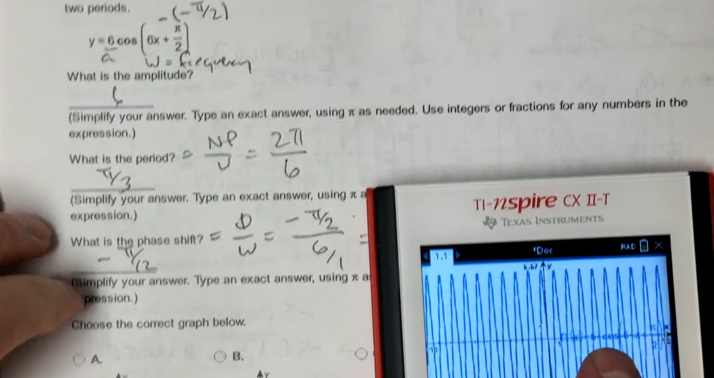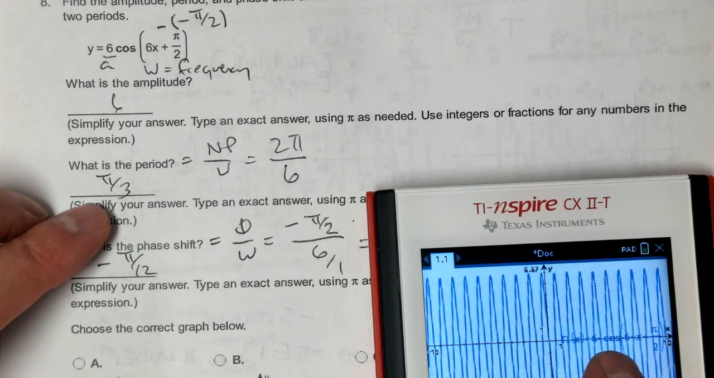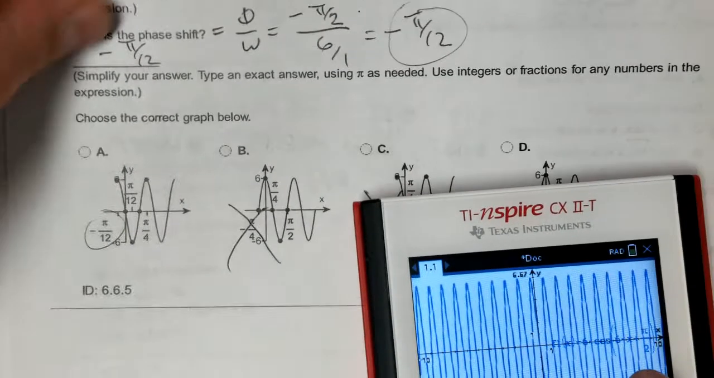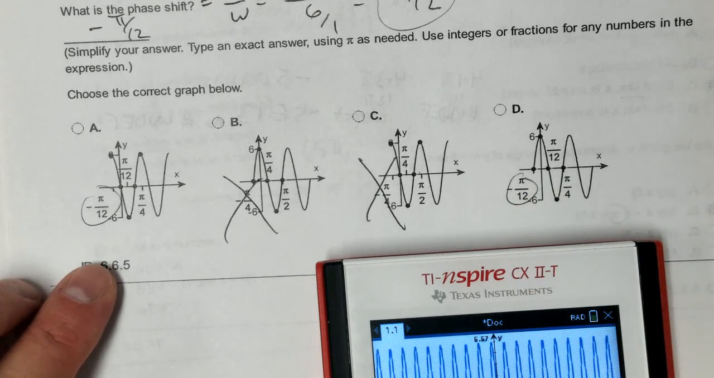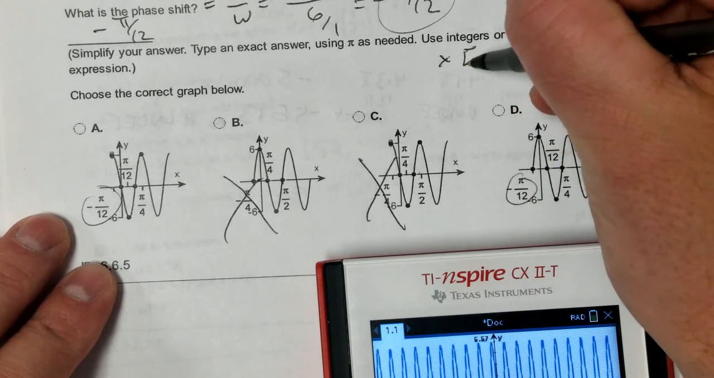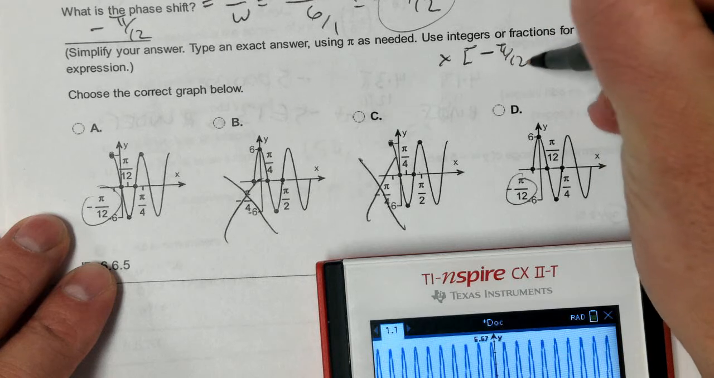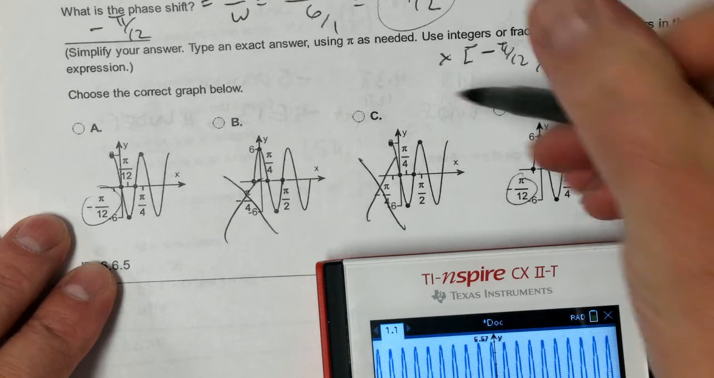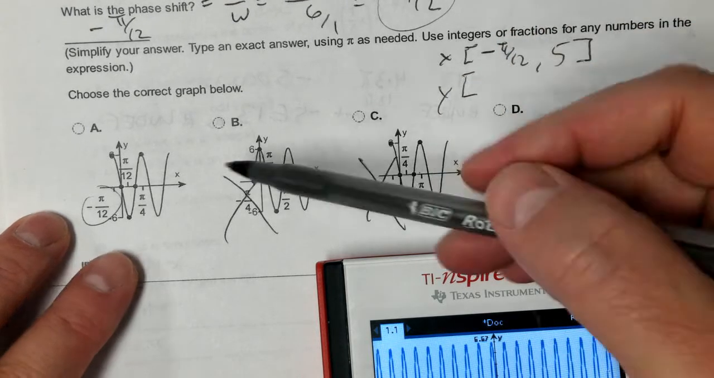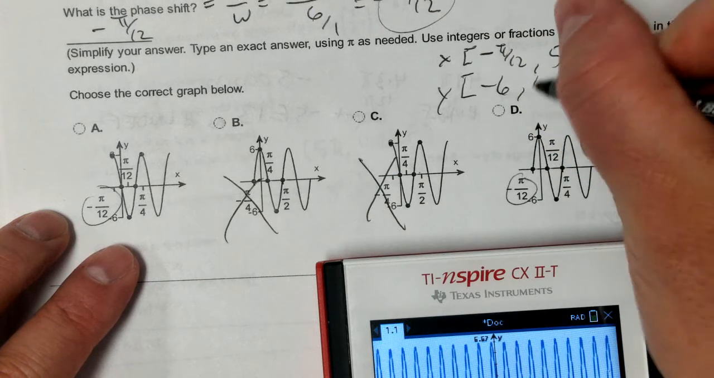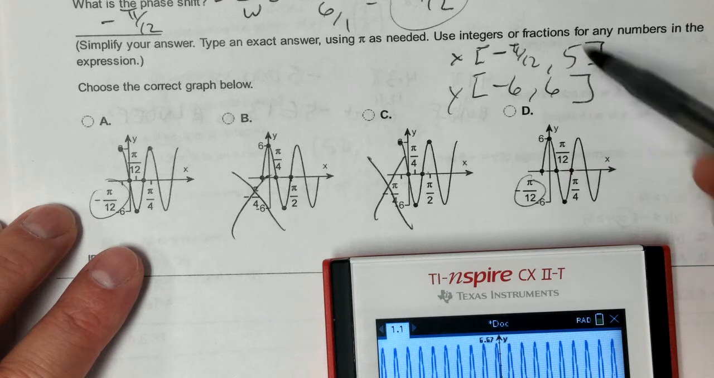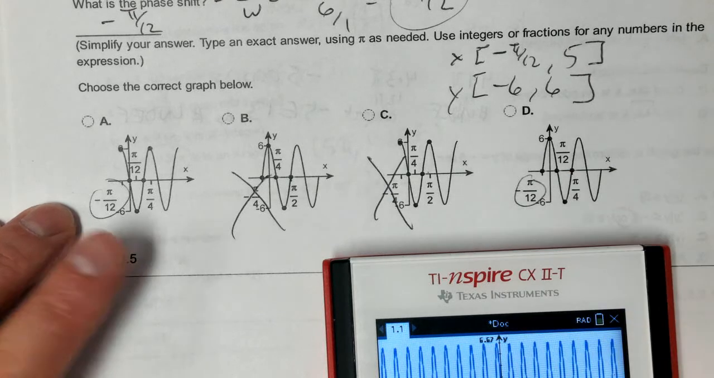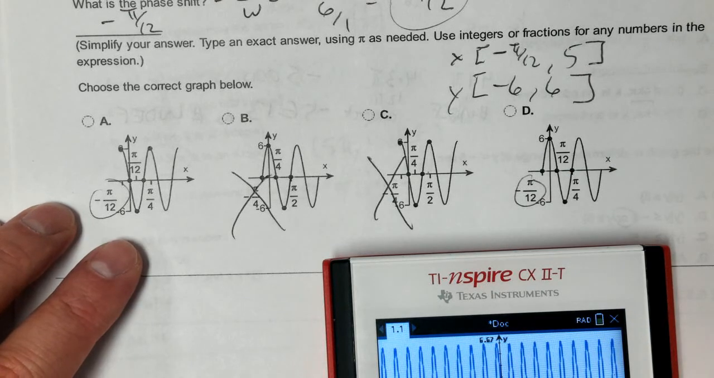And let's see, our period was pi thirds. Based on the graph, let's go with x from negative pi twelfths to 5, and then y from negative 6 to 6. It's basically anything to the right. I just put 5 to put something.